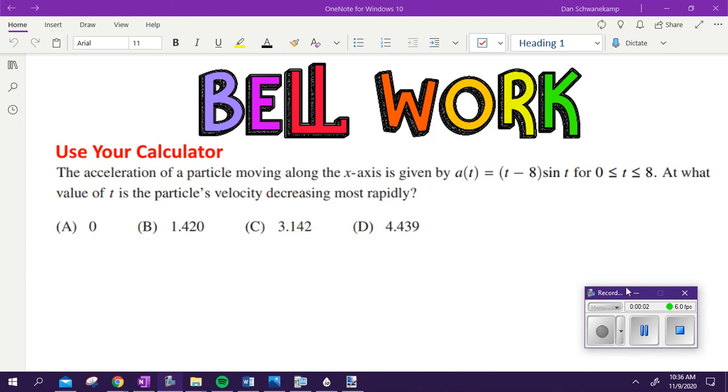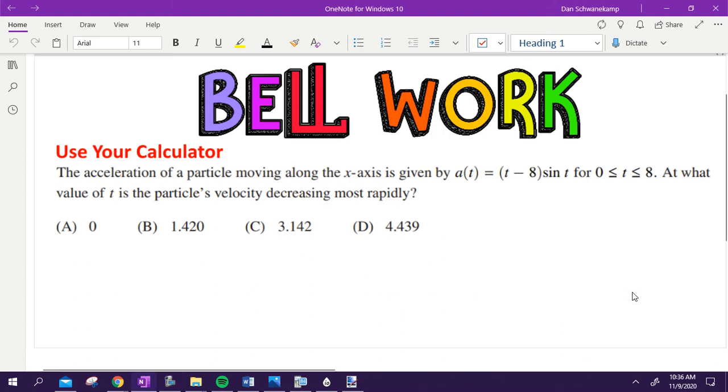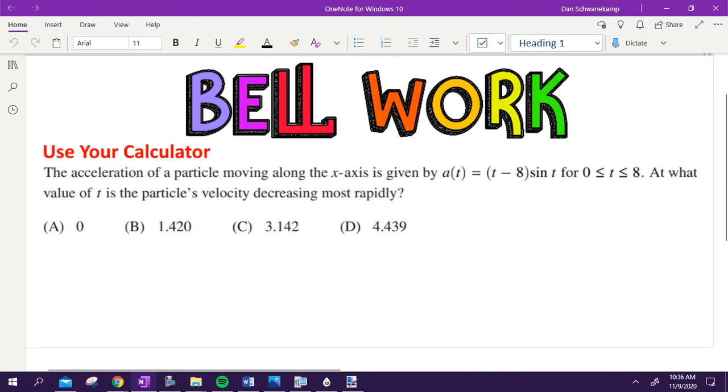All right, so on this next test, there is a calculator portion, so we want to make sure we're ready to go with everything the calculator portion entails. Okay, so it says use your calculator. This is stolen from the 18 exam, I think, or at least practice problems. The acceleration of a particle moving along the x-axis is given by that right there, from 0 to 8. At what value is the particle's velocity decreasing most rapidly?